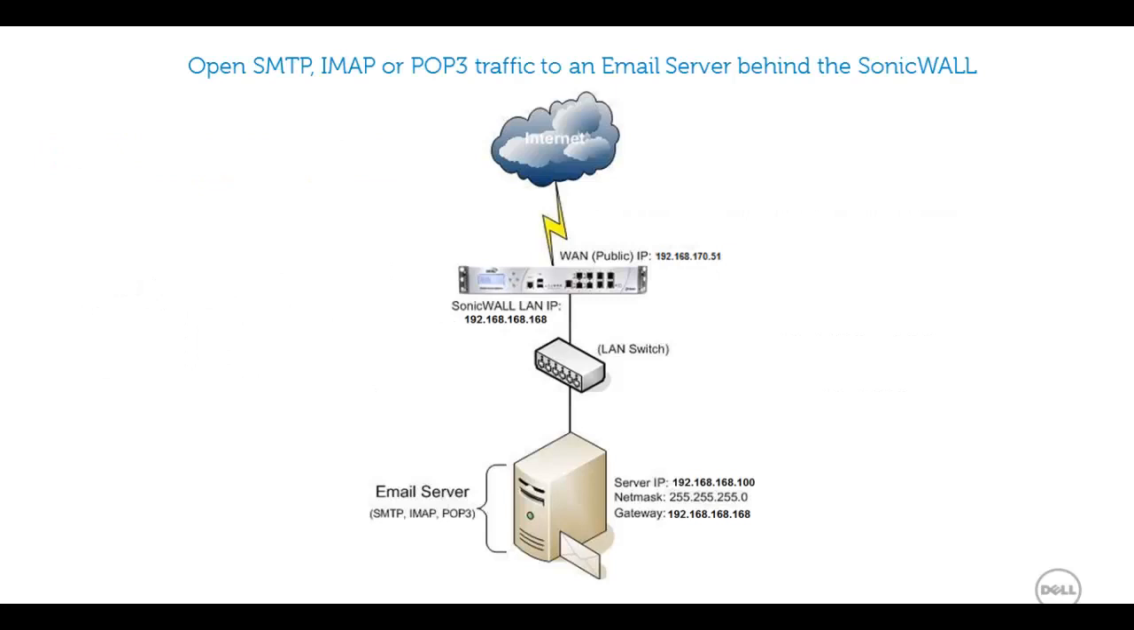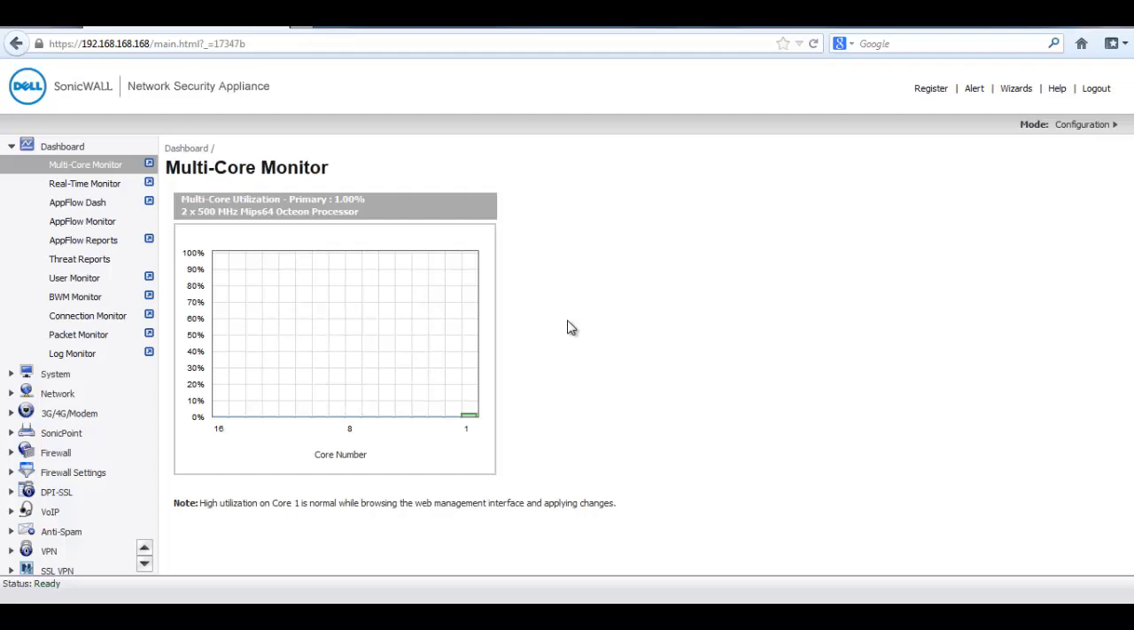For the purpose of this video, we use a network like this. In this network, an email server is located on the LAN zone of the SonicWALL with an IP address of 192.168.168.100. The public-facing IP of the email server is 192.168.170.51. Our objective is to allow users on the internet to send email to the server using the public IP of 192.168.170.51. Let us begin by logging into the SonicWALL management interface, which I have already done here.